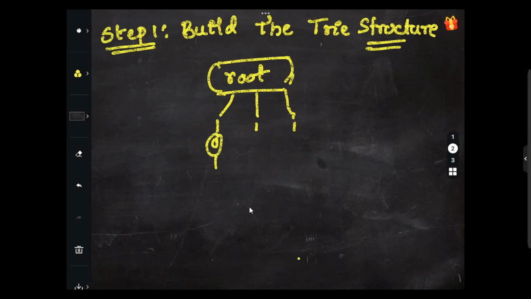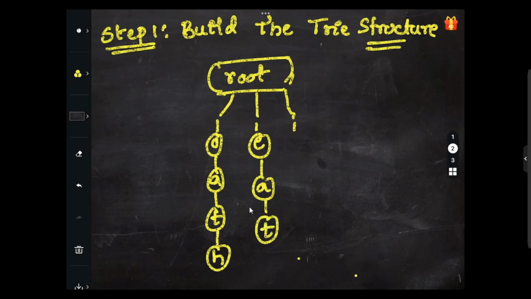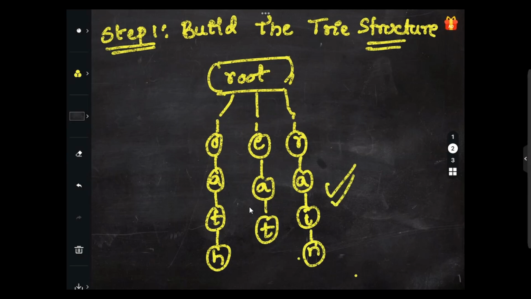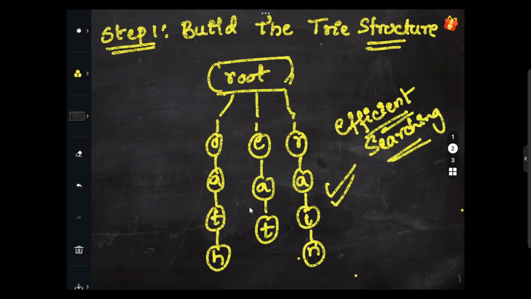One is we have oath. Basically, we can just write it in this format, O, A, T, H. And the second one is eat, right? E, A and T. This is fine. The last one is rain, R, A, I and N. So we have constructed a trie from the given words. Why are we doing this? For the efficient searching. So just keep this in mind. For searching, we'll be going with the DFS. For efficient searching, we are building the trie structure. This is step 1.